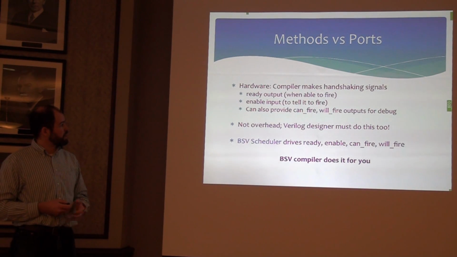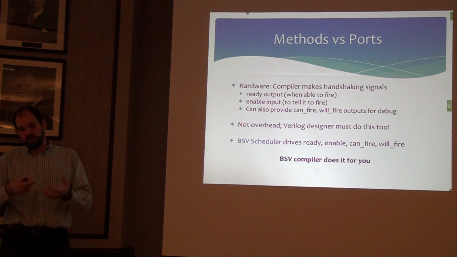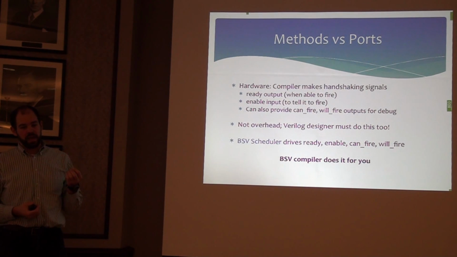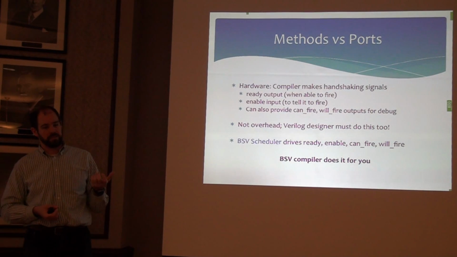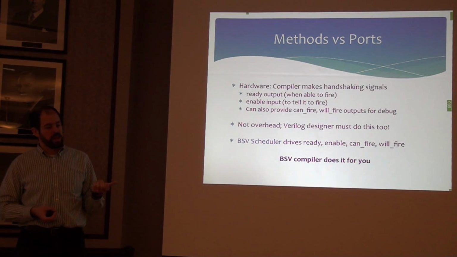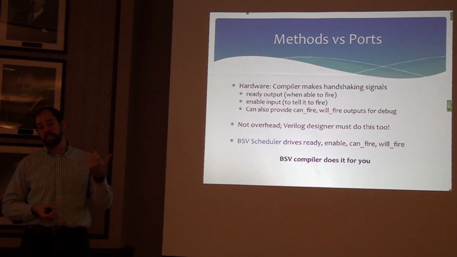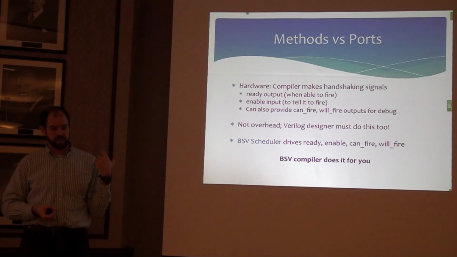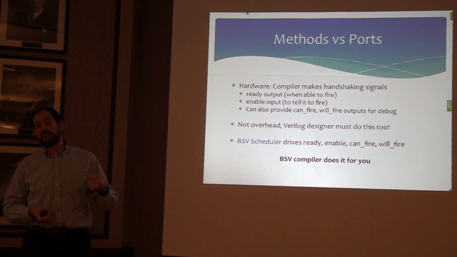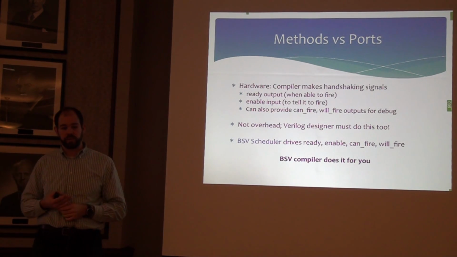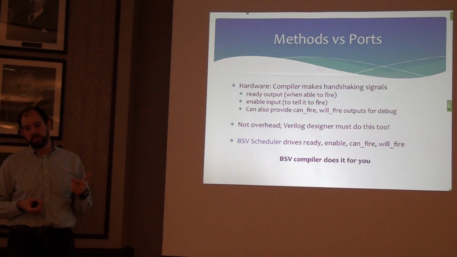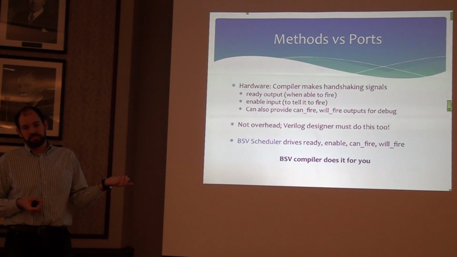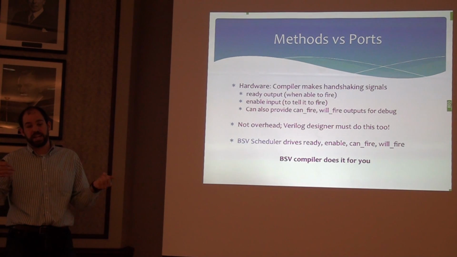Right? So what actually happens at a hardware level, because obviously we have to synthesize this down to hardware, the compiler will make handshaking signals. For every method in your module, there will be a ready output that says my conditions are satisfied and I'm able to fire on the next cycle. And it will have an enable input that says okay, now fire, and here's some valid data to fire with. For debug purposes, it can also provide a can fire and will fire output. Can fire means conditions satisfied, will fire means the scheduler has decided this one's going on this cycle.